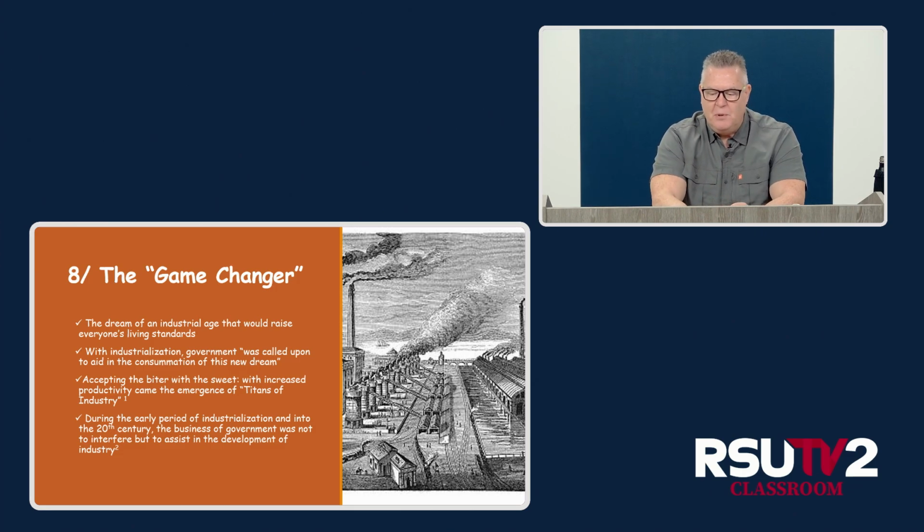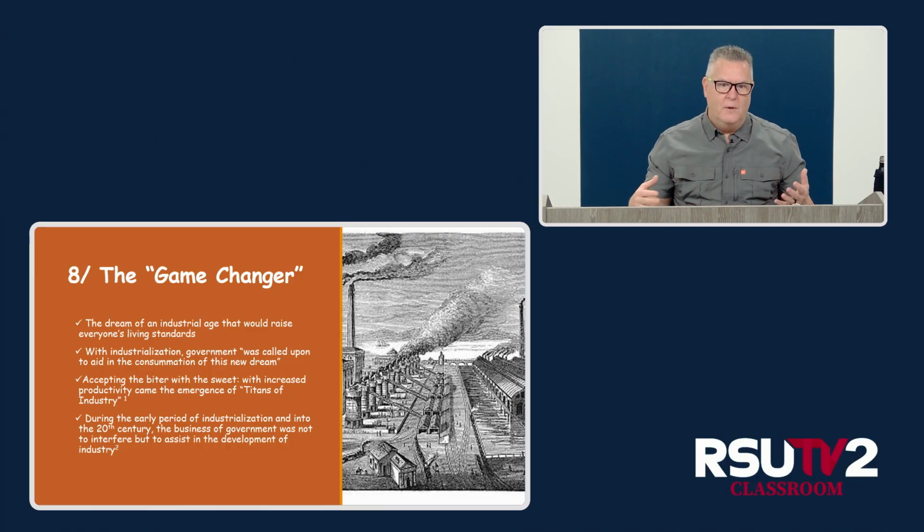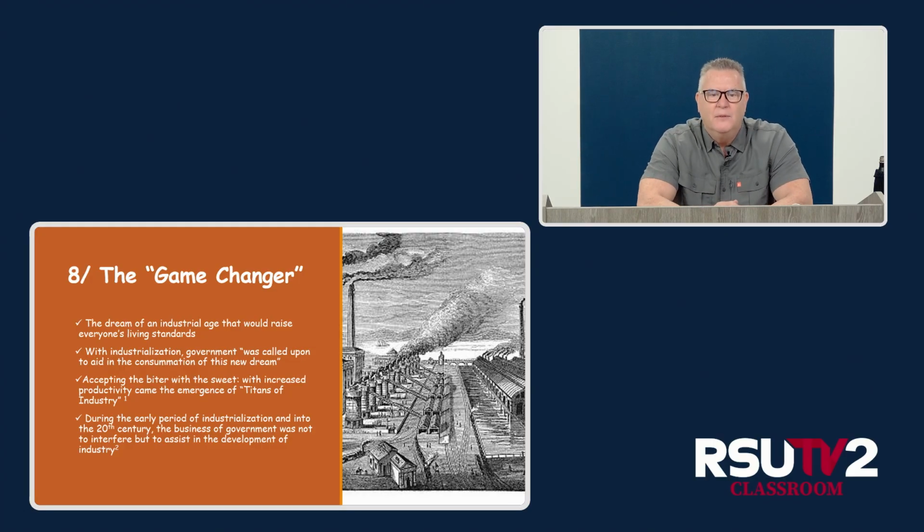So during the early period of industrialization, and into the 20th century, the business of government was not to interfere with, but to assist in the development of industry. This is an echo of one of Calvin Coolidge's, our 30th president's, kind of famous tautology: the business of America is business. And Franklin Roosevelt is saying that was the status quo in the 1920s. And look what it's gotten us.